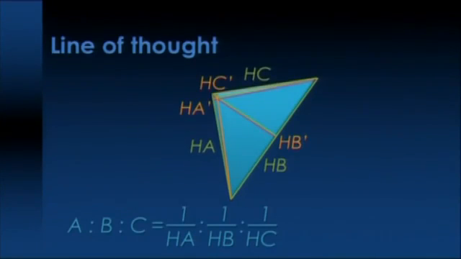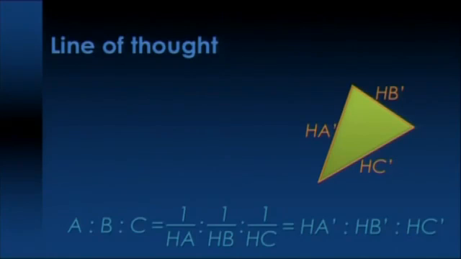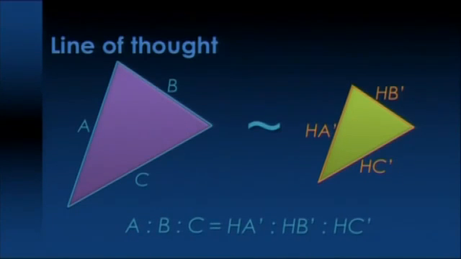Now, if you use the 3 altitudes to construct another triangle and mark the new altitudes, HA prime, HB prime, HC prime, then it's not difficult to see that the 3 new altitudes will also be proportional to the previous reciprocals. So if we use the new altitudes again to draw another triangle, we'll find this new triangle is actually similar to the first one we started with, because 3 sides are proportional.